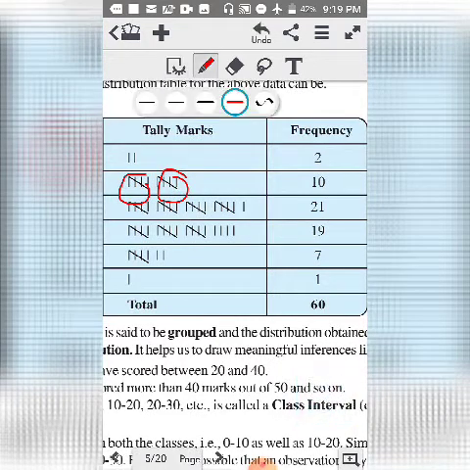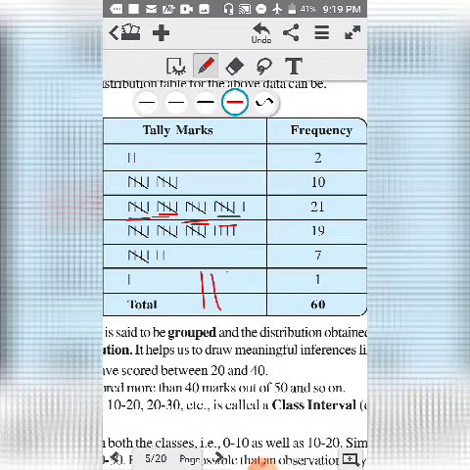In the next lot you can see this is 5, another 5, another 5, another 5, so 5 into 4 is 20 and 1 is 21. So when you make vertical lines 1, 2, 3, 4, after that the cross makes 5, and if we want to write more, we will write 1 after it, which means 5 and 1, 6. Okay, so this is how a frequency table is made.